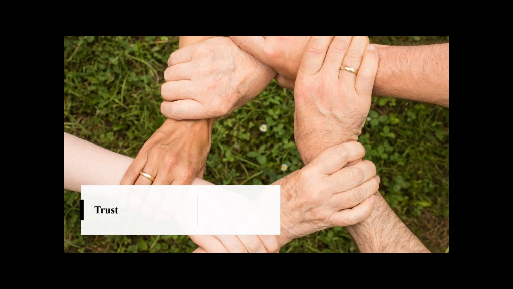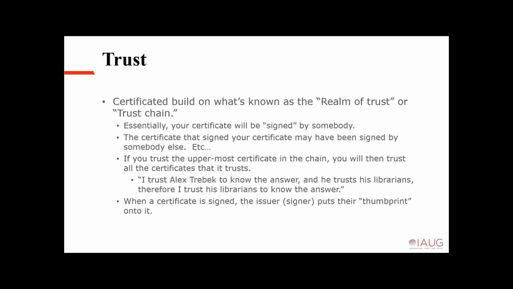So how do we build trust? Trust is built on what's known as the realm of trust or trust chain. Essentially, like I mentioned before, your certificate will be signed by somebody. That certificate that signed yours may have been signed by somebody else, and it keeps on going up and up and up. You can have some that might be signed, let's say, 15 levels deep. If you trust the uppermost certificate in a chain, then you trust all the certificates that certificate trusts. So think of it like I trust Alex Trebek to know the answers, and he trusts his librarians. So therefore, I trust his librarians to know the answer.